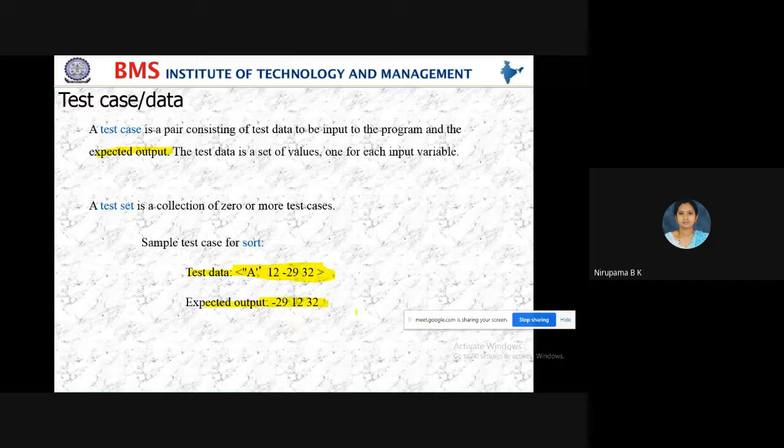minus 29, 12, 32. After executing the program, whatever output you are getting, if that is matching with this expected output, then whatever input you have given is correct, and your program doesn't have any error. If after execution the output is not matching with the expected output, then we think that there is an invalid input or some error in the program. So you have to debug the program. You have to cross check your program.